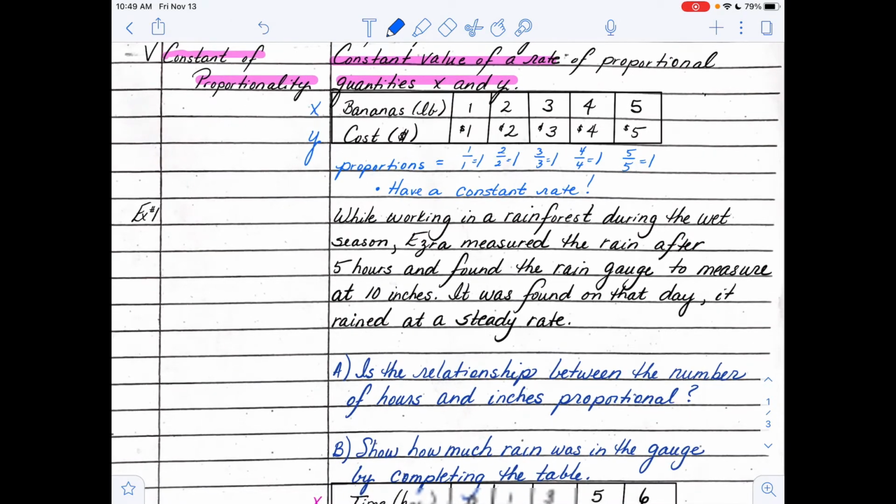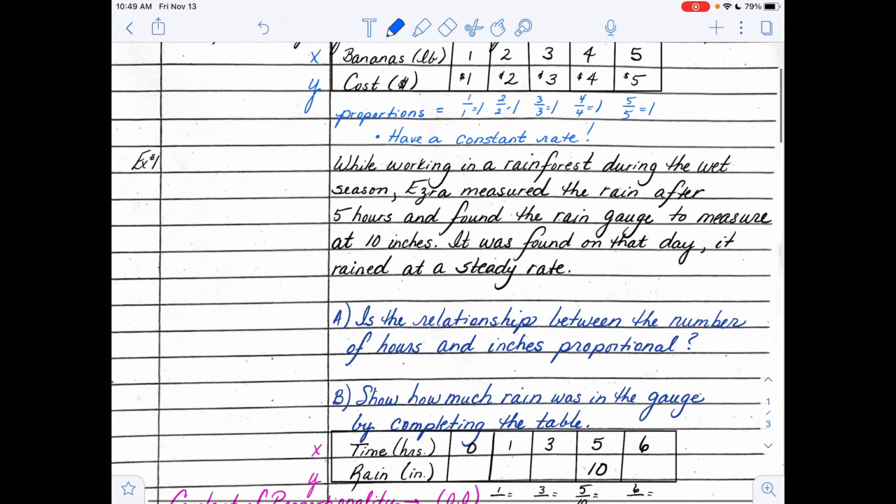So let's go ahead and give you this first example. If I give it to you in a word problem, which they love to give us word problems to see if they can confuse us. But on this first one, I'm just saying, while working in a rainforest during the wet season, Ezra measured the rain after 5 hours and found that the rain gauge was actually measuring at 10 inches. It was found on that day that it actually rained at a steady rate the entire day. And then they give you this question of, is the relationship between the number of hours and inches proportional?